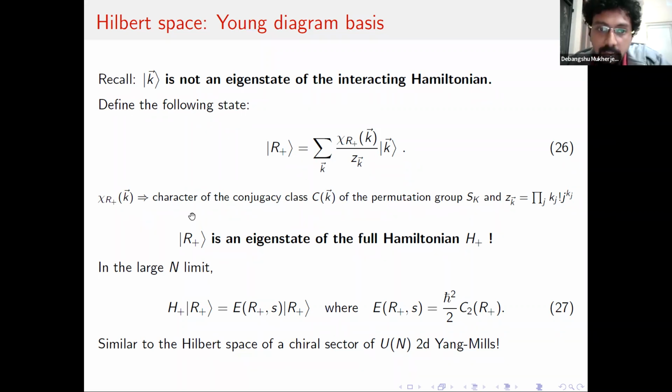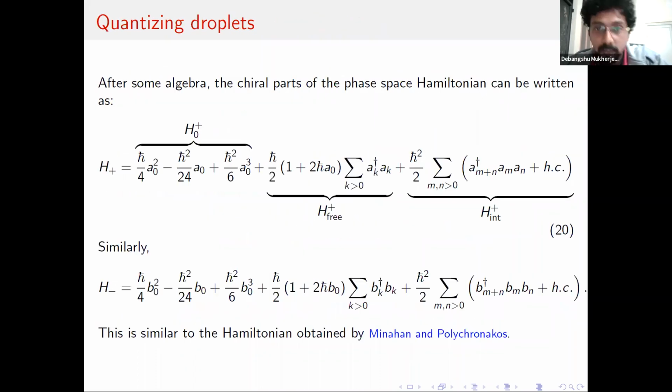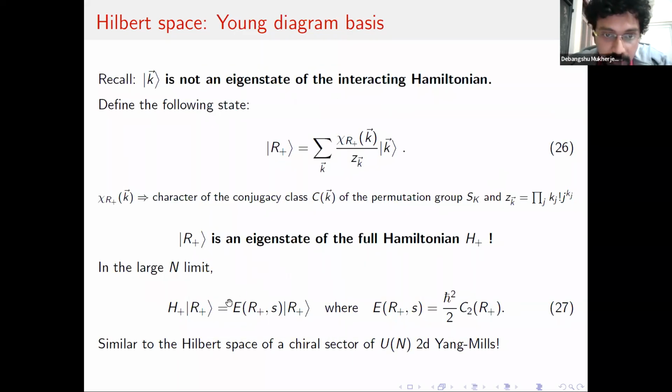What you see now is that this R plus happens to be an eigenstate of the full Hamiltonian H plus, an exact eigenstate of the full Hamiltonian. So you see, the problem was that the K state that I defined only got me this part as the eigenstate. Now this R that I have defined is actually an eigenstate of this full object in a non-perturbative sense, including this 3-point function. And the eigenvalue E in the large N limit turns out to be exactly h-bar squared by 2 times C2(R). Now this C2(R) is the quadratic Casimir associated to this representation R plus.